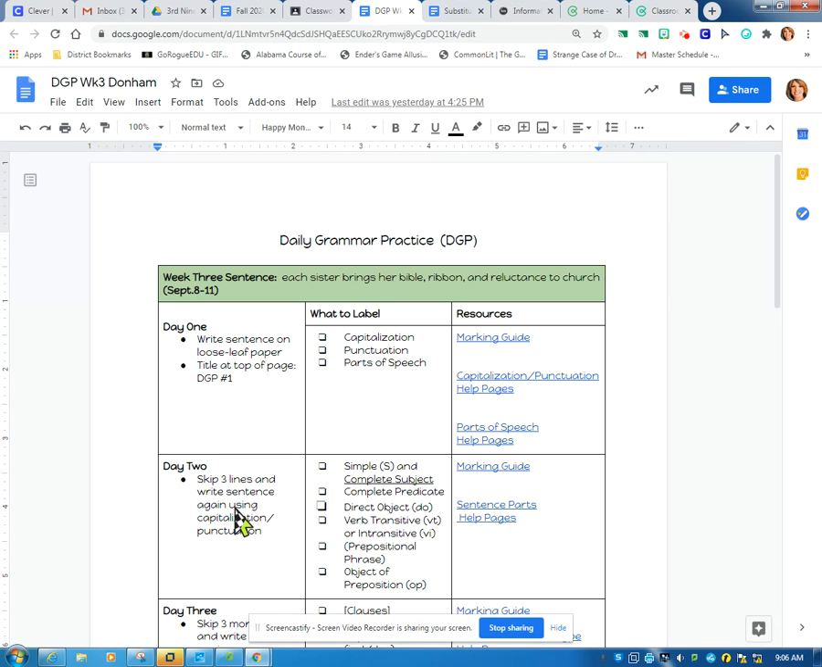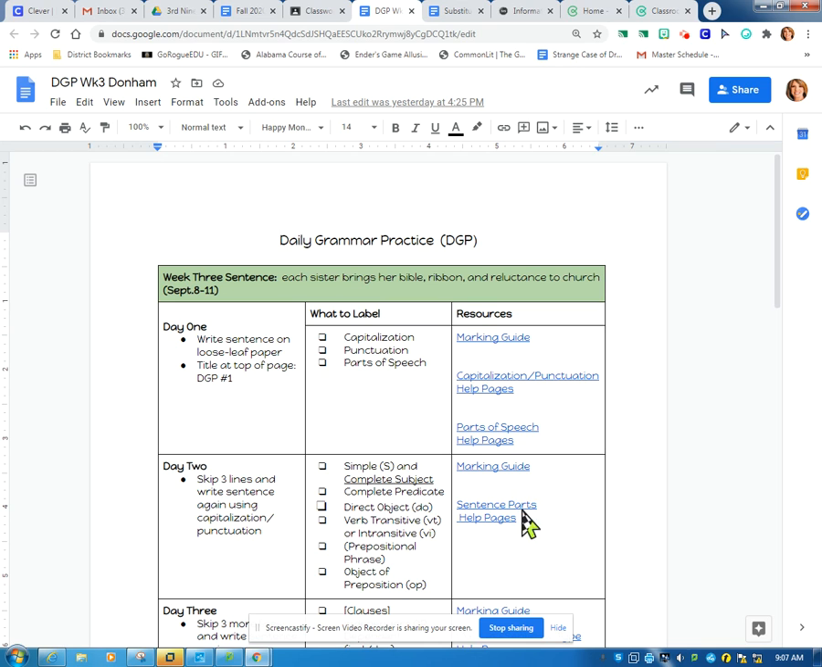This is where we're going to skip 3 lines, write the sentence again, using the correct capitalization and punctuation. And this time you're going to divide the sentence in half. Remember, you're going to label the complete subject and the complete predicate. Also note that there are direct objects in this week's sentence. There's more than one. Hint, hint. There's a transitive or intransitive verb. Mark that. There's a prepositional phrase and an object of the preposition.